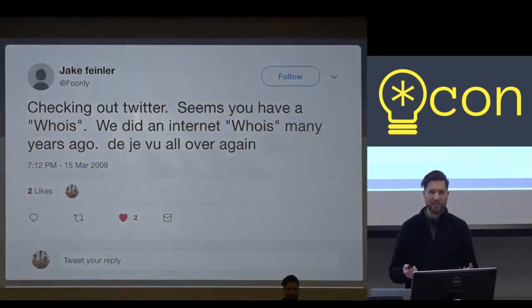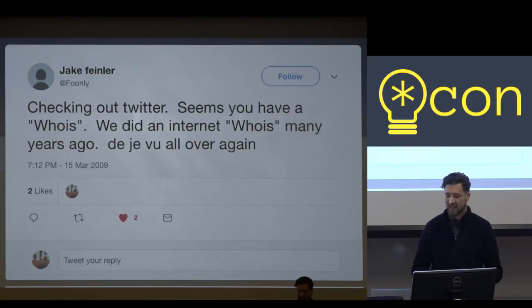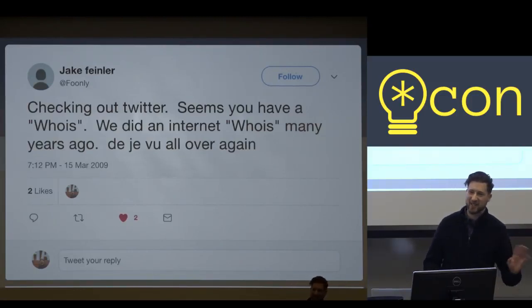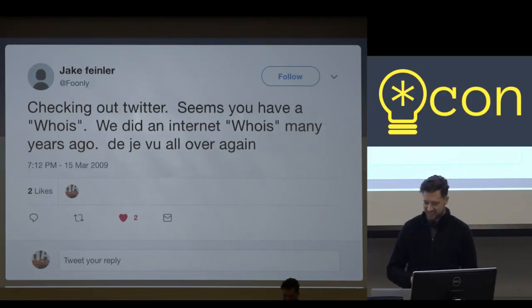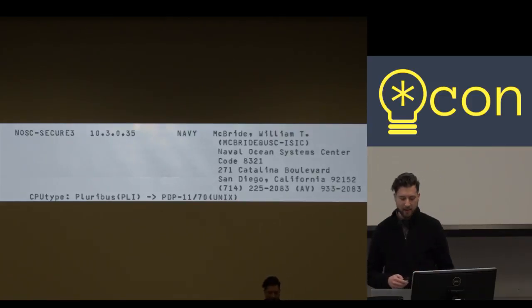By the way, when I was researching this, I came across the tweet. This is her. She's still alive, and she tweeted recently. When she was joining Twitter, she said, we did this WHOIS thing a long time ago on Twitter. So I thought it was pretty funny. So this is what you get with a WHOIS service. You'd put someone's last name, and you get their IP address. You get where they worked.